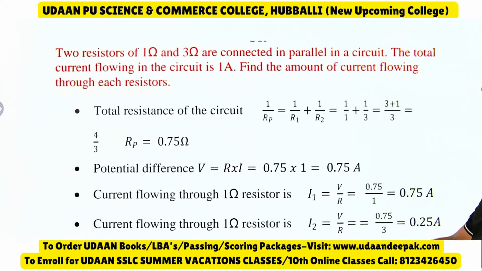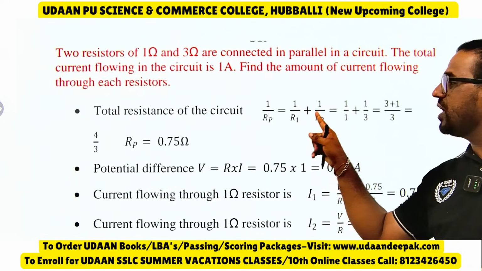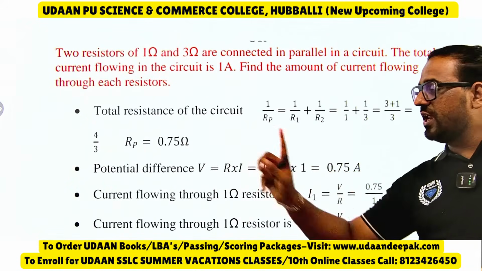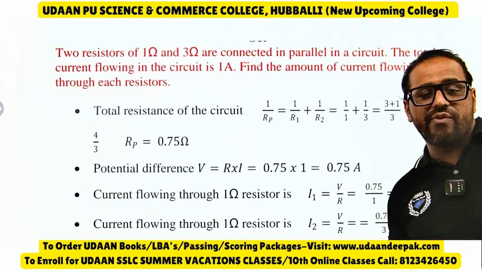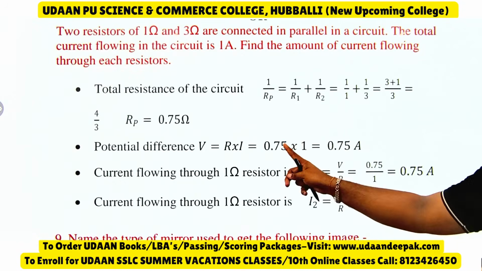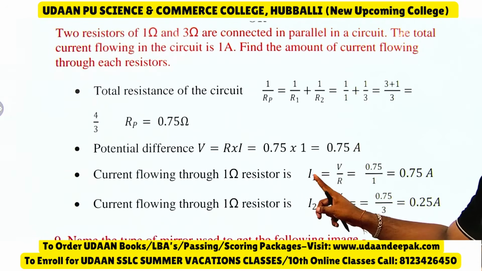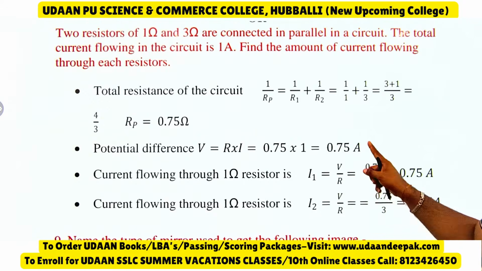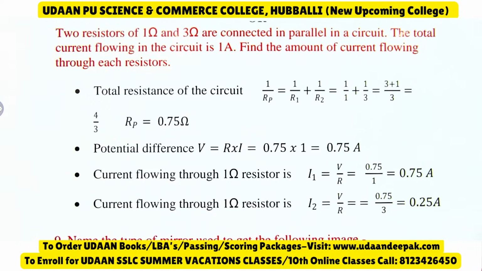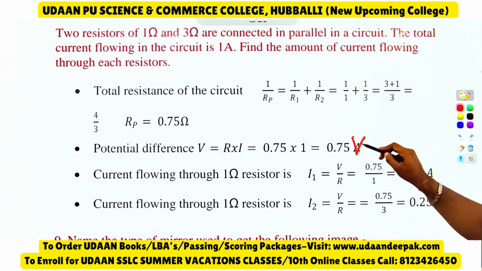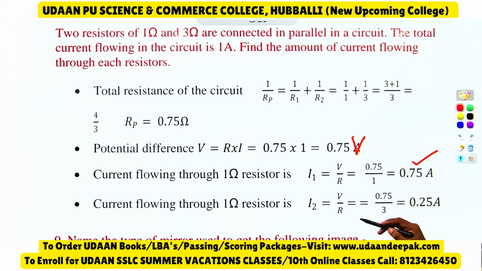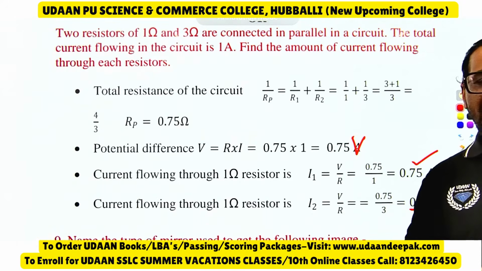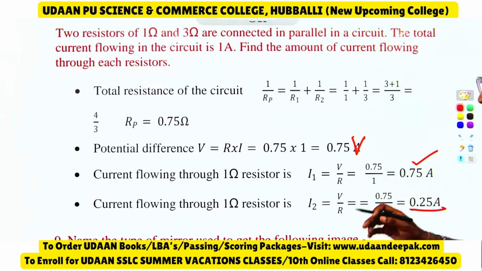So total resistance: 1 upon Rp is equal to 1 upon R1 plus 1 upon R2. You will get total resistance in parallel as 0.75 ohm. Then potential difference V is equal to I into R. Current through 1 ampere, V is 0.75. Here it should be volt. So this question is very important. Here 0.75 volt, and V by R, 0.75 by 3, is 0.25 ampere. Okay, so like this you should be able to solve this one.